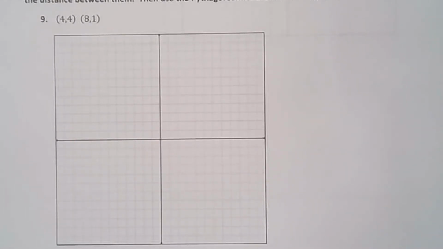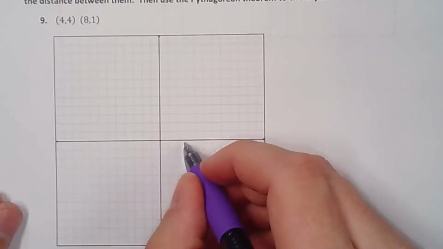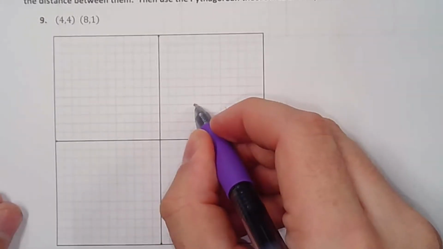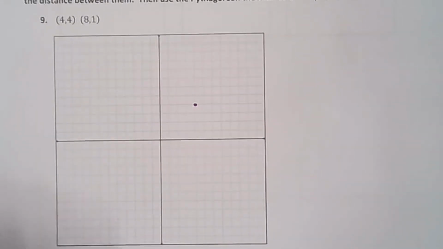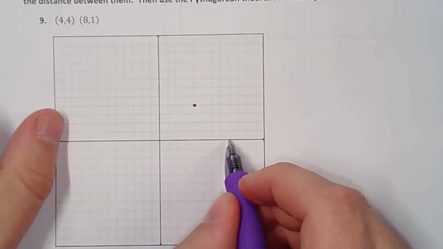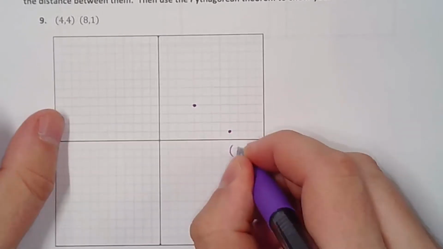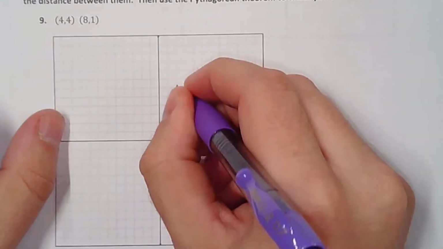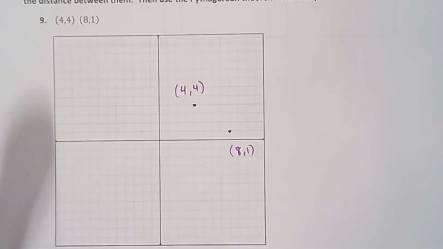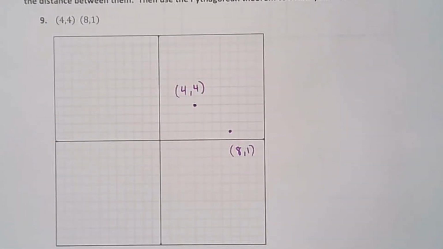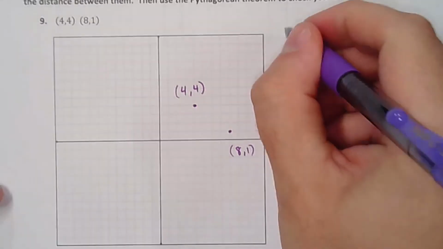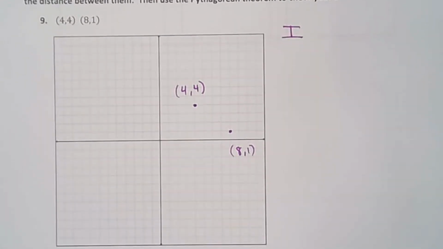All right, plot the given points. 4, 4, 1, 2, 3, 4, 1, 2, 3, 4. That's in quadrant 1. 8, 1. There's 4, so 5, 6, 7, 8, up 1. I'm going to label those so everybody knows what they are, and so I don't get goofed later. You should do that too. Now it says state which quadrant each point is in. Well, both are in the same quadrant. And what quadrant is that? Uno, capital I.